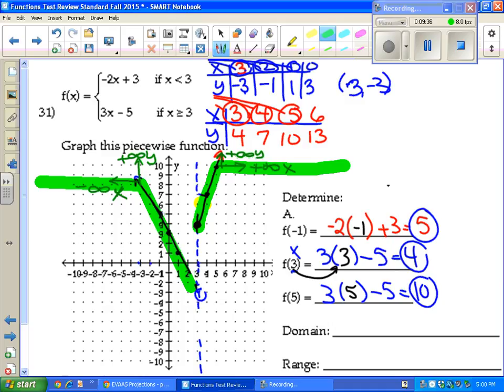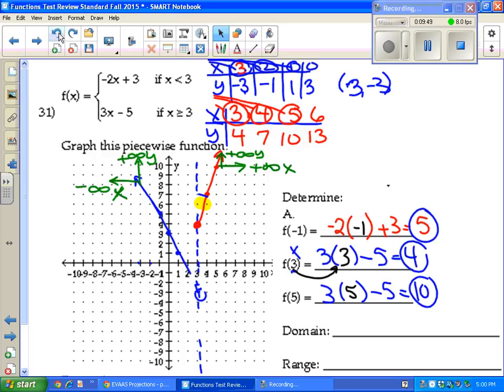Now, I may jump. I may have a gap that's vertical, but I still am using every single x. There's no x's left out, so that makes the domain, guess what? All real numbers. Okay, so the domain is all real numbers. You can use that big R, or you can say all real numbers. Now, what about the range?